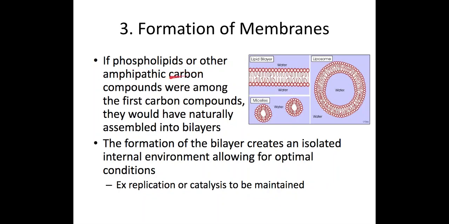All right, and the third theory was the formation of membranes. Phospholipids or other amphipathic carbon compounds were among the first carbon compounds ever present on Earth. They would have naturally assembled into bilayers. This is because the formation of the bilayer creates an isolated internal environment that allows for optimal conditions, such as the replication or catalyst, to be maintained.